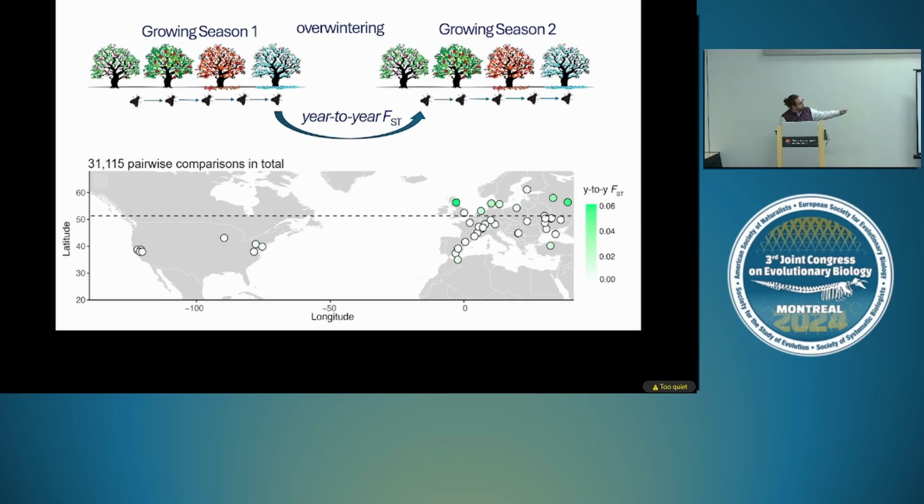because as we can see, the populations that live near the northern range of Drosophila, near the Arctic Circle, in these places that have quite strong winters, do have much higher levels of year-to-year FST relative to other places, yet we do find evidence of overwintering all throughout the seasonal habitat.